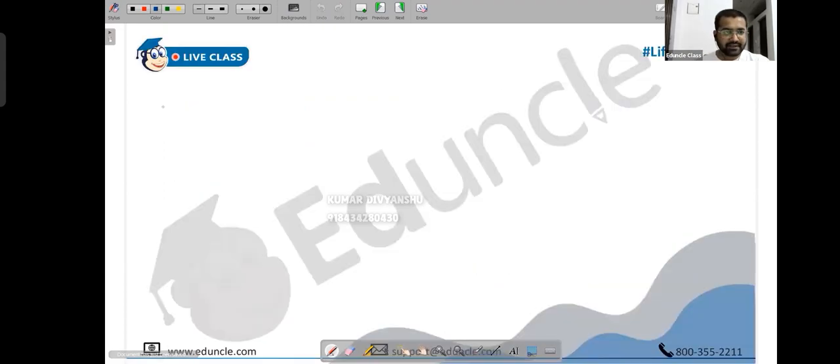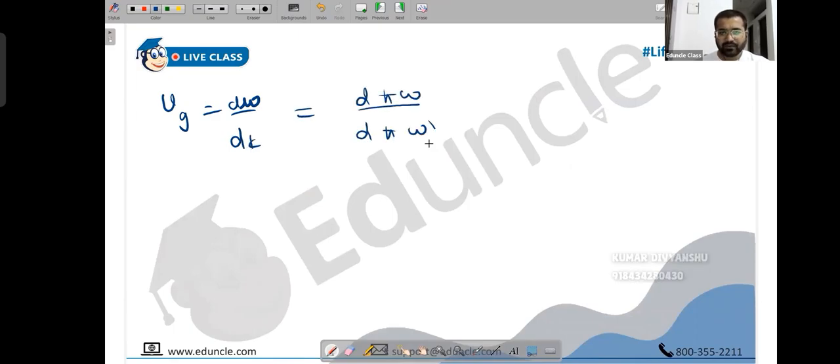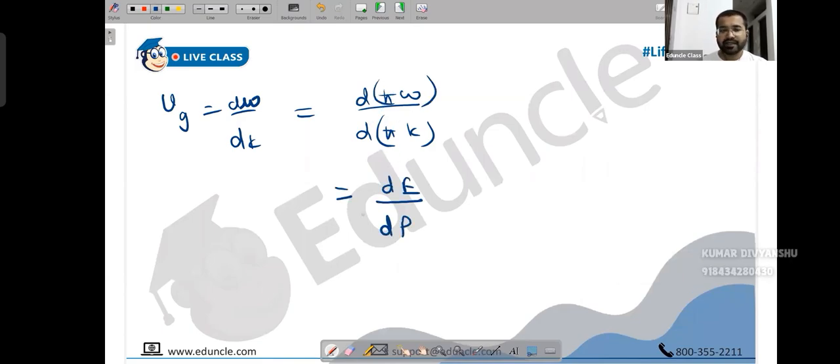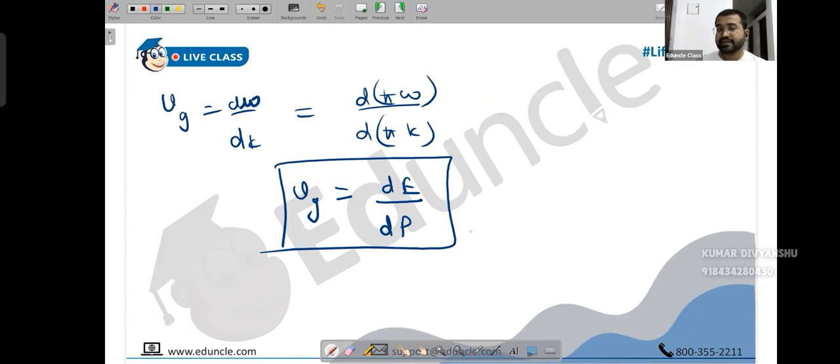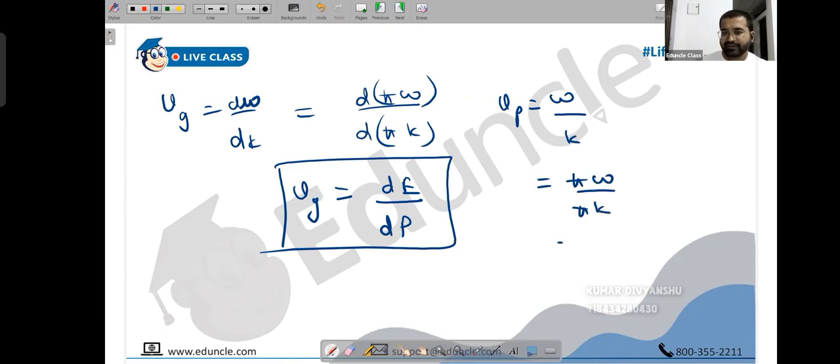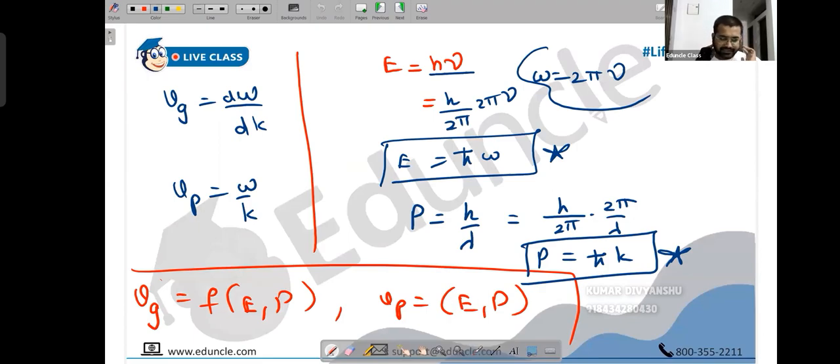Substitute. So what is Vg? Vg is d omega by dk. Multiply and divide by h cut, which is constant. I just multiply and divide by h cut, and it anyway gets cancelled. But what is h cut omega? Energy. And what is h cut k? Momentum. So group velocity can also be expressed as dE by dp. Similarly, phase velocity is omega by k. Multiply and divide by h cut omega and h cut k. Don't you think it should be E by p? So phase velocity is E by p. Start from here. Copy. Ask if you have any doubts. Don't hesitate.